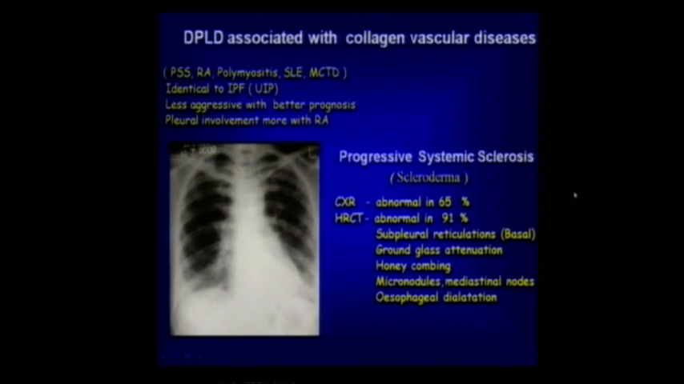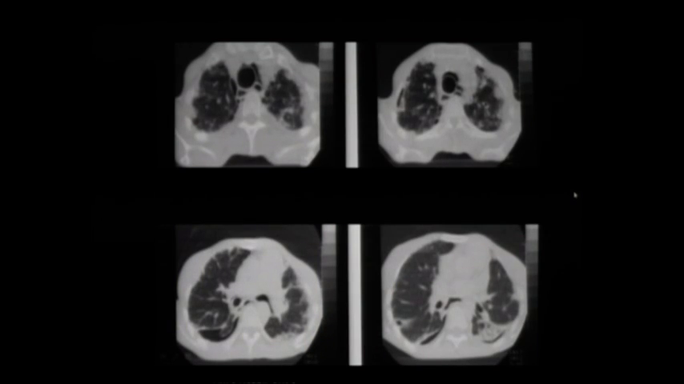In other words, you are giving more stress to the clinical features. Look at PSS, that is scleroderma alone. The chest X-ray is abnormal in 65% of cases. Even a conventional CT was abnormal in 90 to 91%. Of course, HRCT will show you better the appearance of reticulations and ground glass attenuation. But before this, the way we used to look at it, you could just suggest that some shadowing is there with basal predominance, and there are other clues. For example, the esophagus is dilated, so you expect that in scleroderma. So this is how we used to try to gather the information in conventional CT.